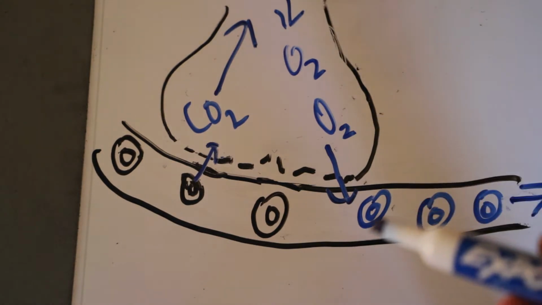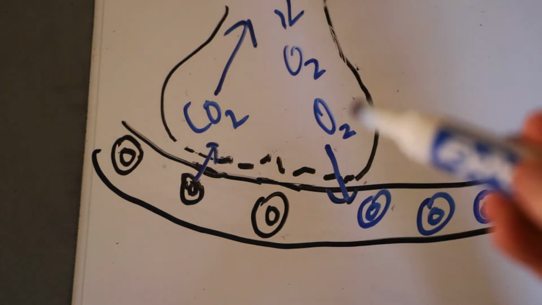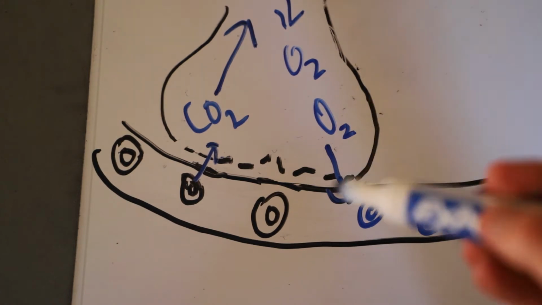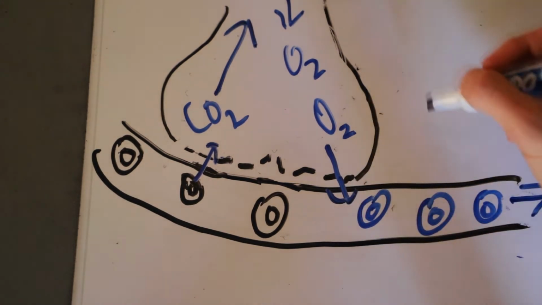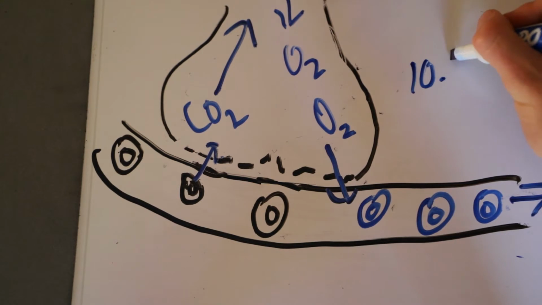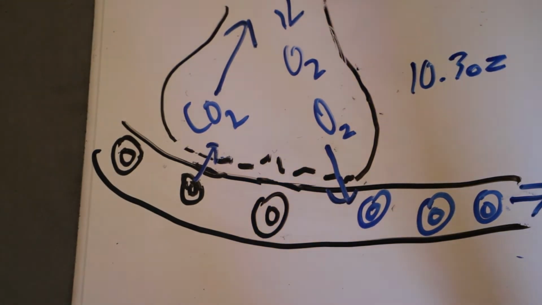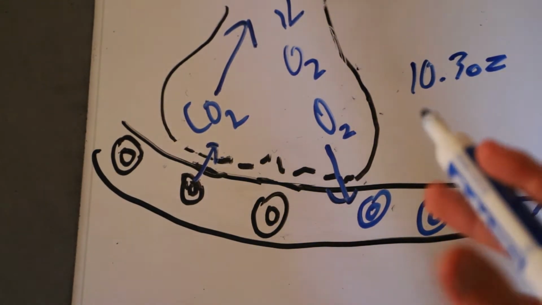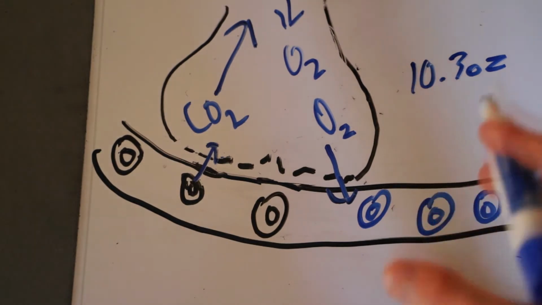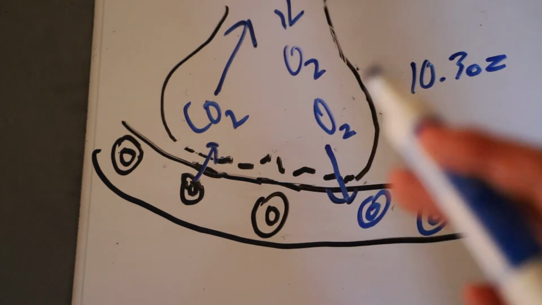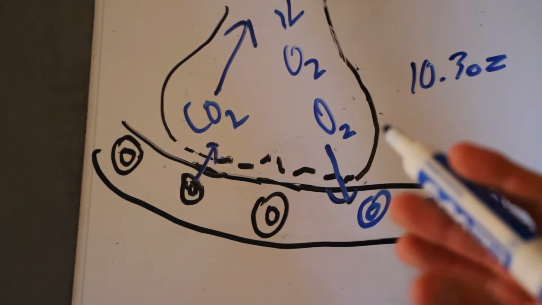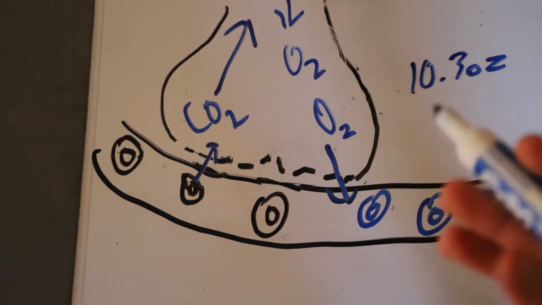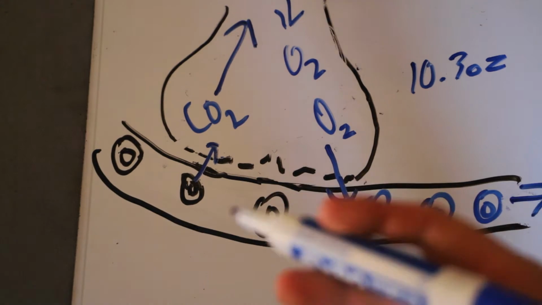In total, your lungs contain 600 million alveoli, which distribute 10.3 ounces of oxygen to the blood every single minute. All the air in your alveoli and your lungs is equal to your total lung capacity. This is what we will be determining in the lab.